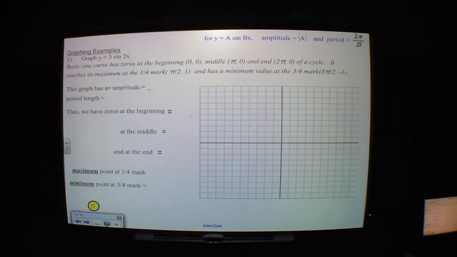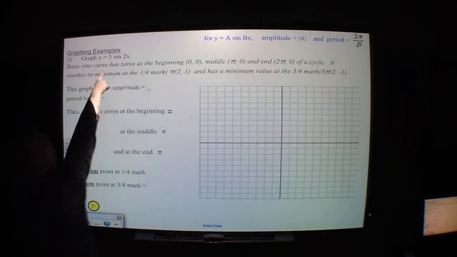I want to graph y is equal to 3 sine of 2x. If I were going to do this, first I would say to myself, I have a sine curve. Beginning, middle, and end of the cycle are my zeros. 1/4 of the way through is my maximum, and 3/4 of the way through is my minimum. Okay, so you remember that. But I don't have a period of 2 pi, I have a period of 2 pi over b. So you have to figure out what your period is. And I don't have an amplitude of 1, I have an amplitude of a.